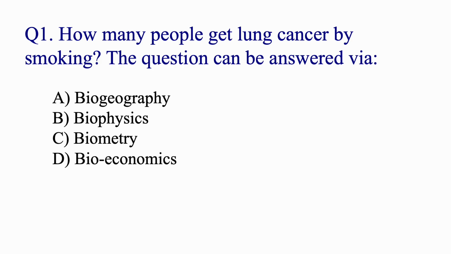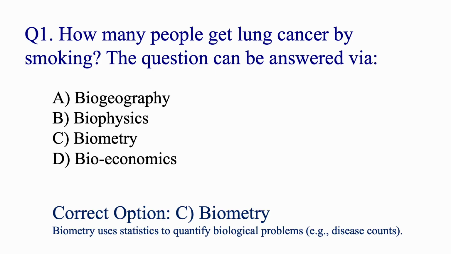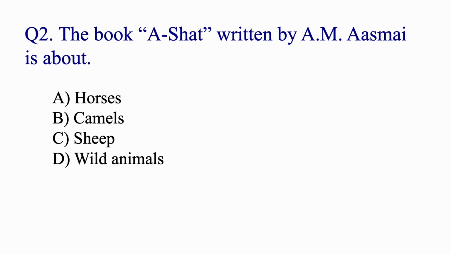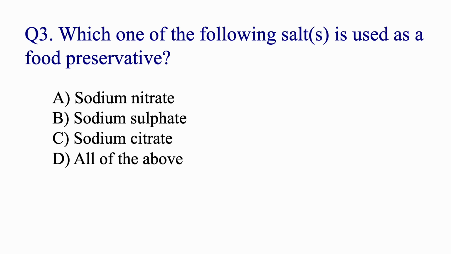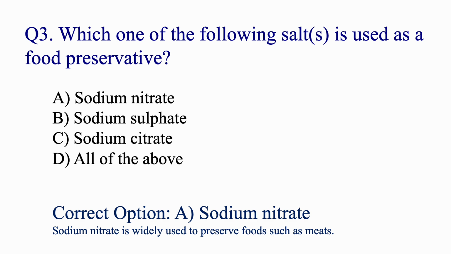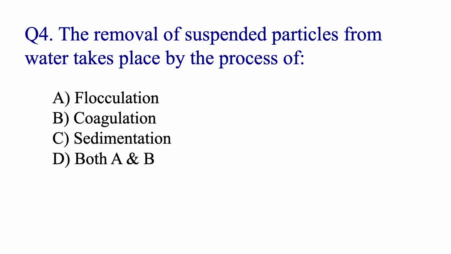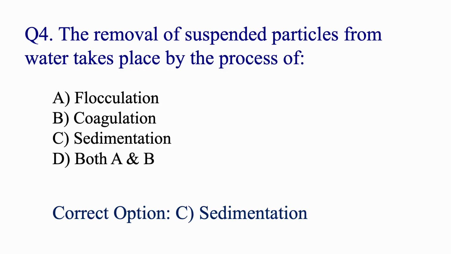How many people get lung cancer by smoking? The question can be answered via biometry. The book Asha written by A.M. Asmai is about sheep. Which one of the following salt is used as food preservative? Sodium nitrate. The removal of suspended particles from water takes place by the process of sedimentation.